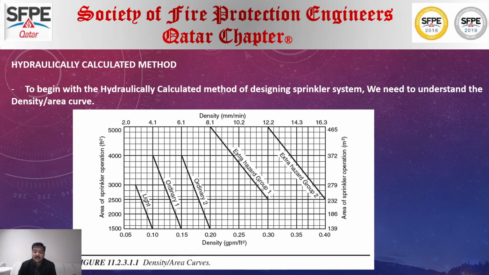So 1000 is the area of sprinkler operation because my building size is 1000 itself. Then the density I have to choose is 0.30 GPM per square foot, which is the water density required for the minimum area of sprinkler operation corresponding to the extra hazard group. So in this case, we need to have 300 GPM of water.